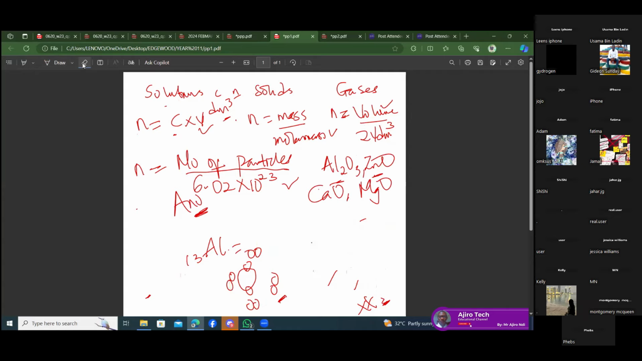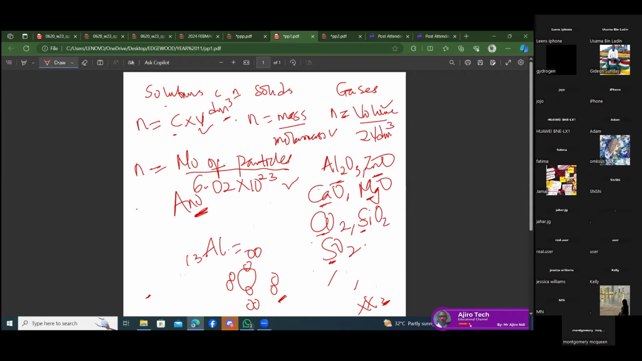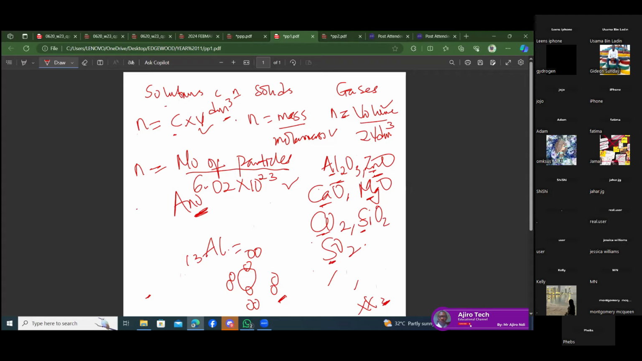So for example, carbon dioxide now is an acidic oxide. Remember that carbon monoxide is a neutral oxide. All right. We can also have SiO2, SO2. So these are non-metals with oxygen. They form acidic oxides. And then these are the 2 examples of amphoteric.